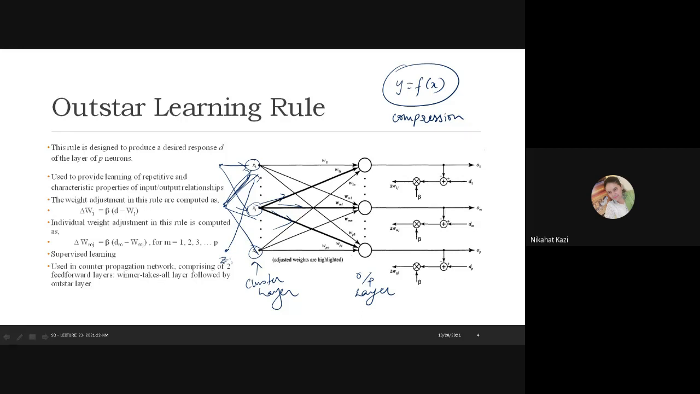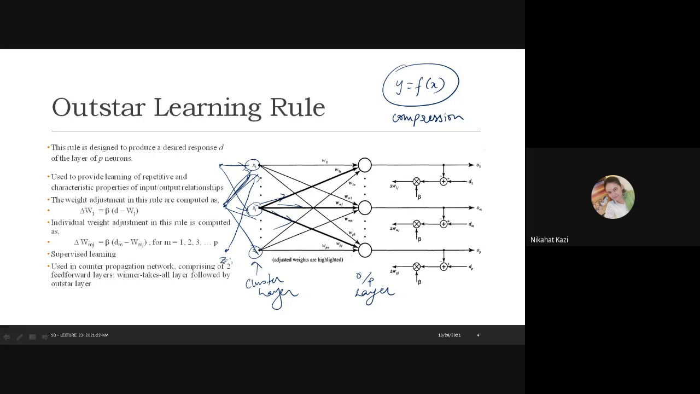And there are different variations of counter propagation networks. I'm not going much into detail because we don't have it as part of our syllabus. But the only thing is, this is one more rule which can be used as part of a layered network. That is what you need to know.